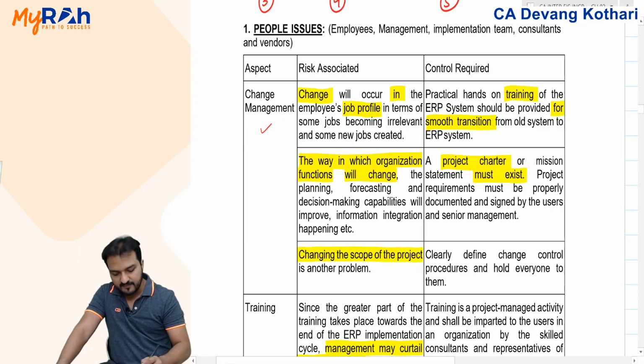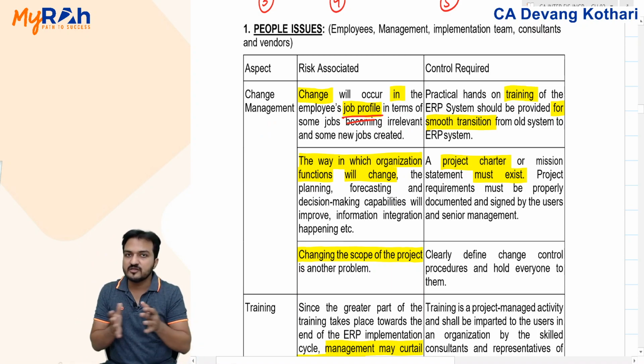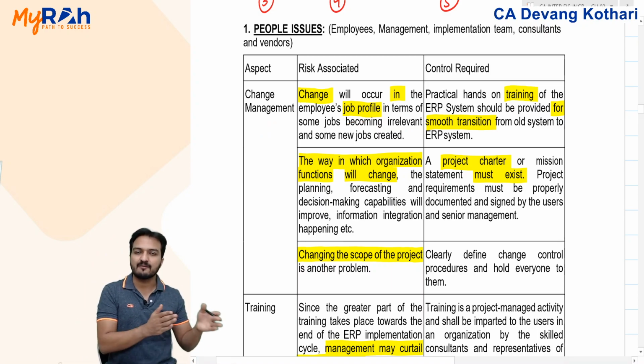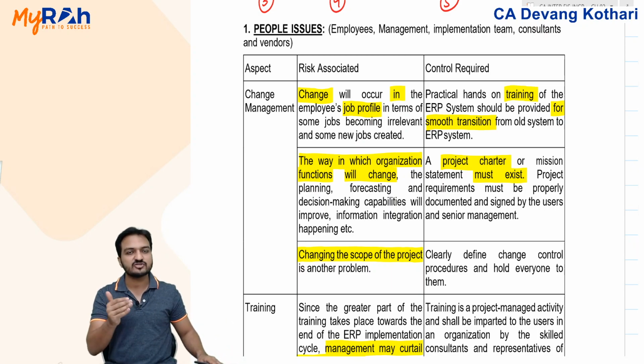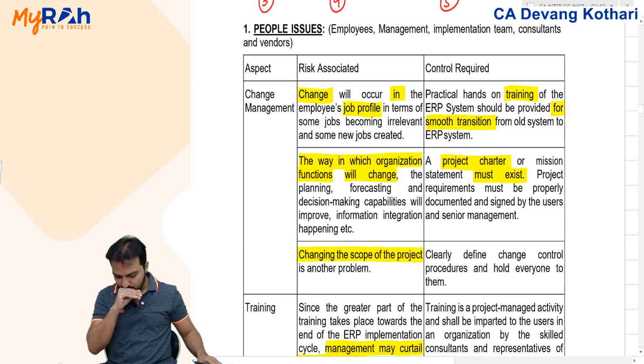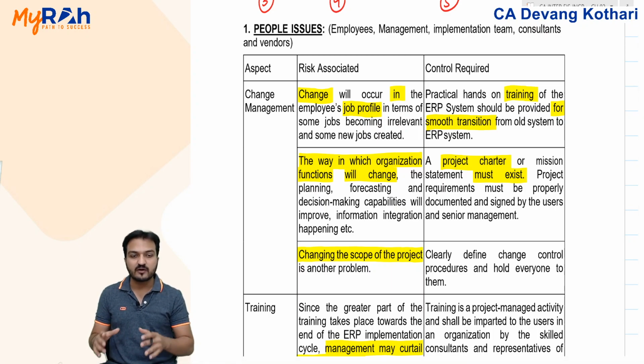Anyways, so the risk part. The first risk aspect, people issues, is the change management. Because of ERP, there will be change in the job profile of many employees. Many employees, the nature of work will change. Earlier, they were doing the work manually. Now, because of ERP, they will do that work using softwares. So if the nature of work is changing like this, then employees will always be averse to the changes.